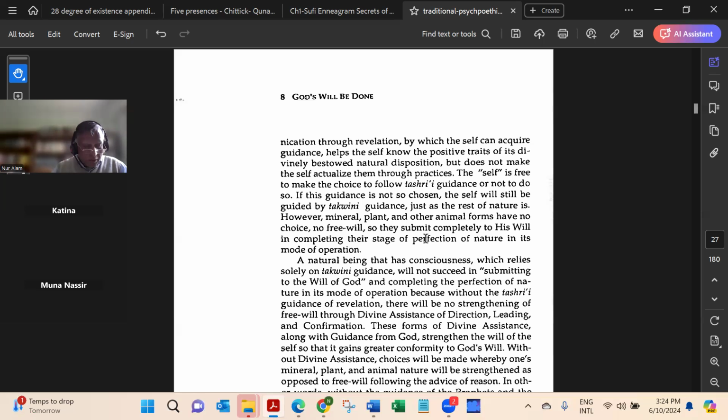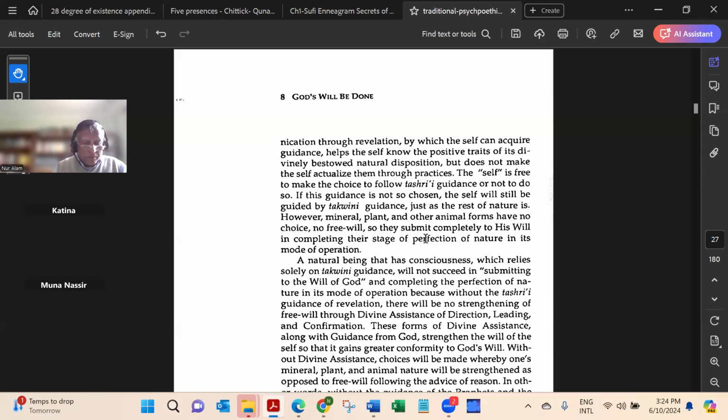Yes, what I was trying to understand is, if one falls back to their fitra, to the guidance of their fitra, when they don't even have access to the Sharia guidance, is that guidance based on the Sharia? Yes, it's a Sharia guidance.